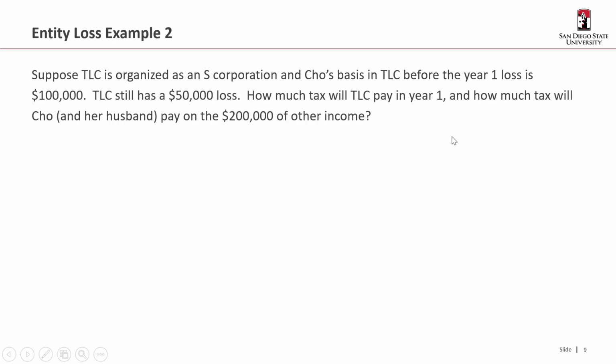Okay. So let's suppose instead that Cho organizes TLC as an S corporation, recalling that an S corporation is in fact a flow-through entity. And the year one loss for TLC is $100,000. Sorry, Cho's basis is $100,000. Its loss remains $50,000. And that basis issue will become more important to us in a few chapters, but just know that we have to have it right now. So how much tax will TLC pay in year one? How much tax will Cho and her husband pay on the $200,000 of income?